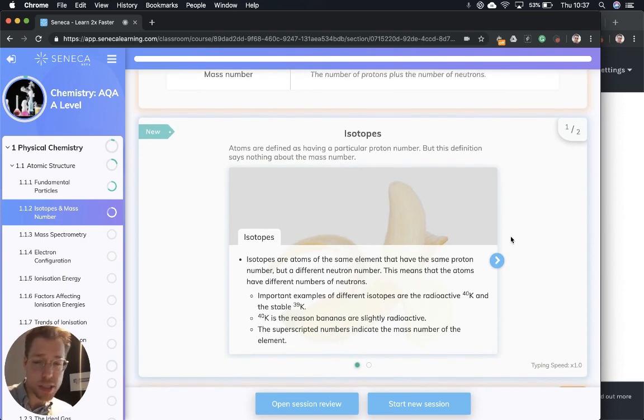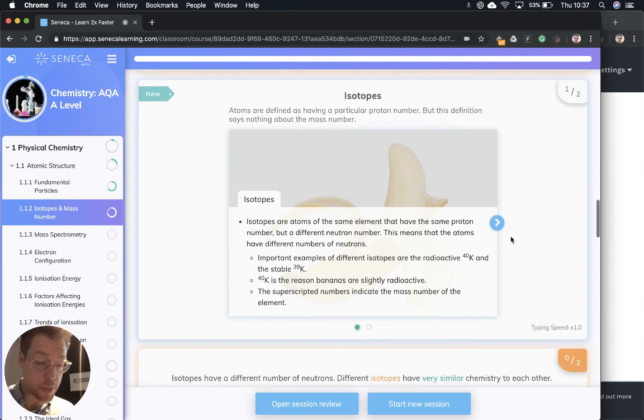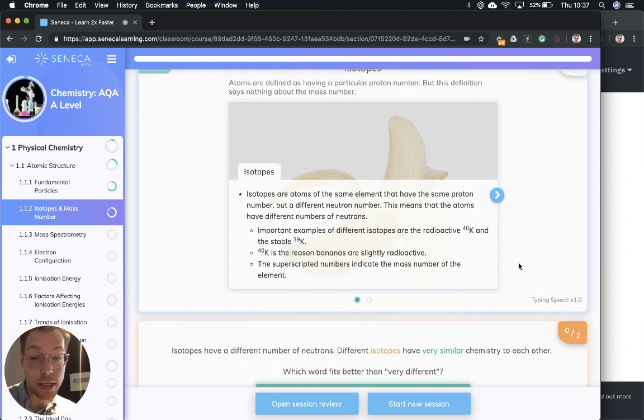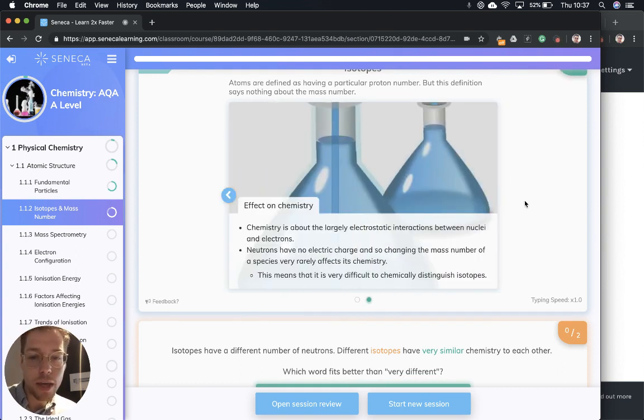Okay, now we're going to switch things up a bit and talk about isotopes. Now, isotopes are atoms of the same element that have the same proton number, but a different neutron number, okay? This means that atoms have a different number of neutrons. Makes sense, right? So important examples of different isotopes are radioactive potassium-40 and the stable potassium-39. So potassium-40 is the reason why bananas are slightly radioactive. Ooh, okay?